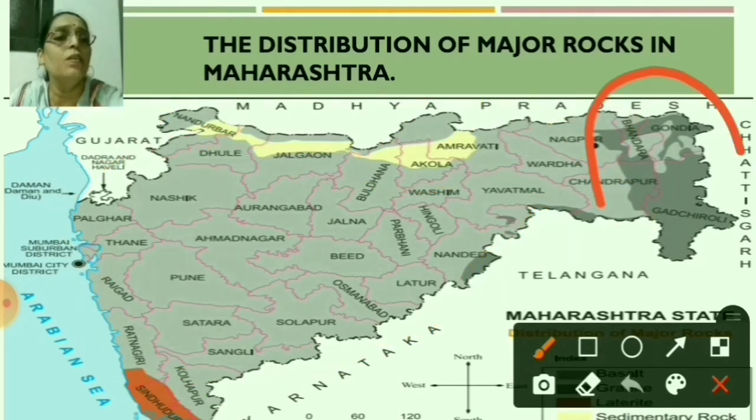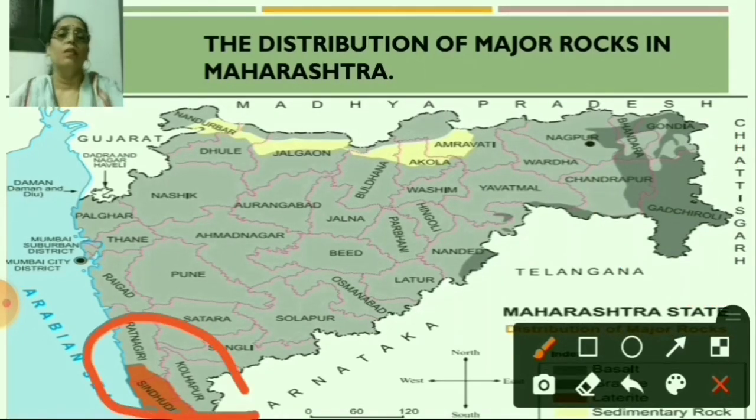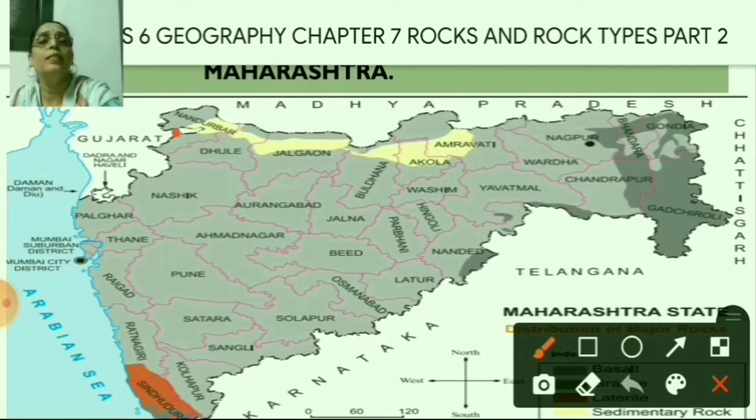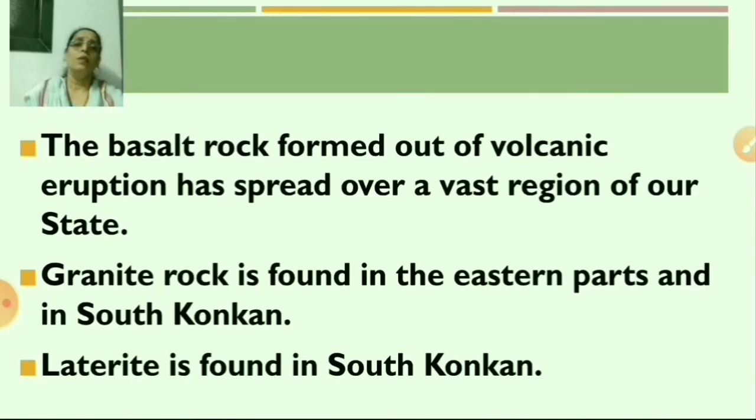And the dark grey color over here, the region or the area, you can see that is granite. So here the red color shows in Sindhudurg is laterite rock and the little part of Ratnagiri. Now the next, we can see the yellow color over here, that is sedimentary rock. Now the next, the basalt rock formed out of volcanic eruption has spread over a vast region of our state. Granite rock is found in the eastern parts and in South Konkan. Laterite is found in South Konkan.